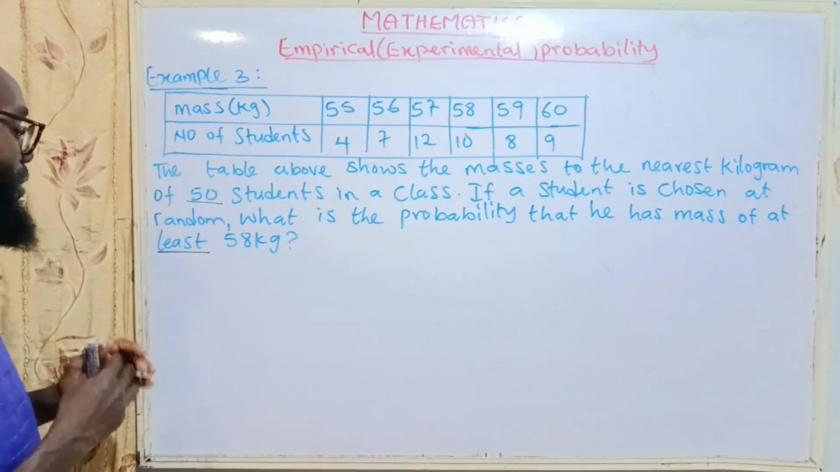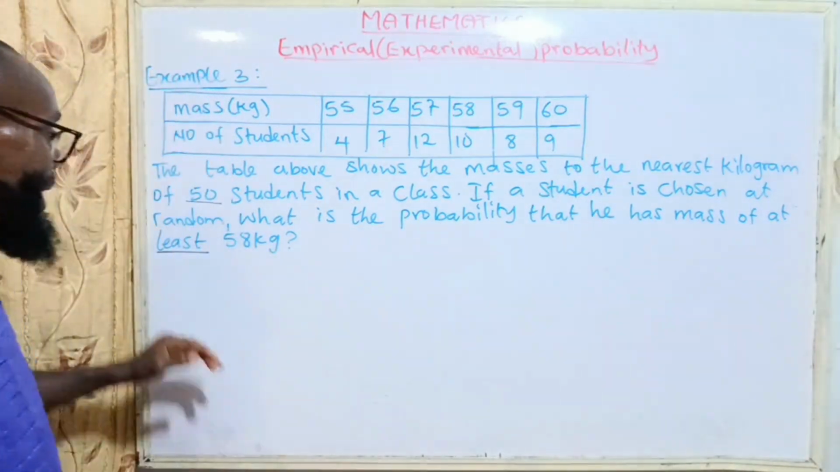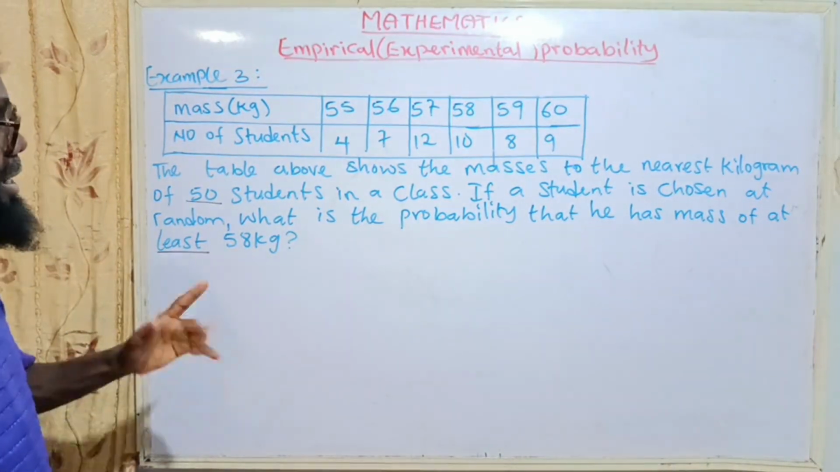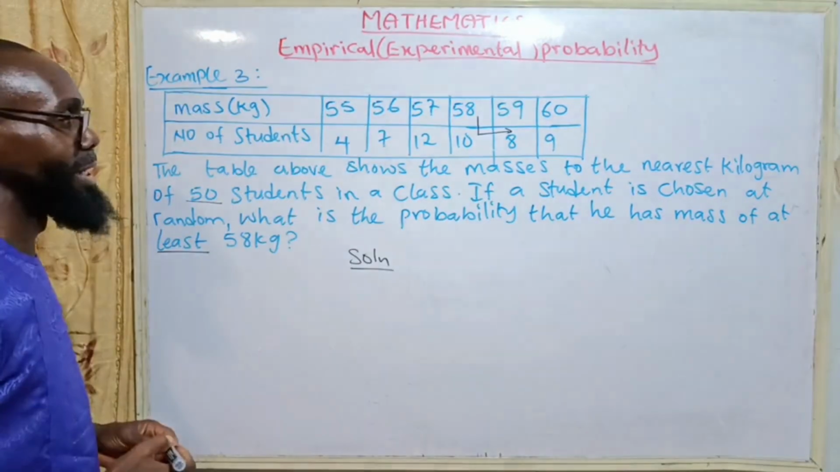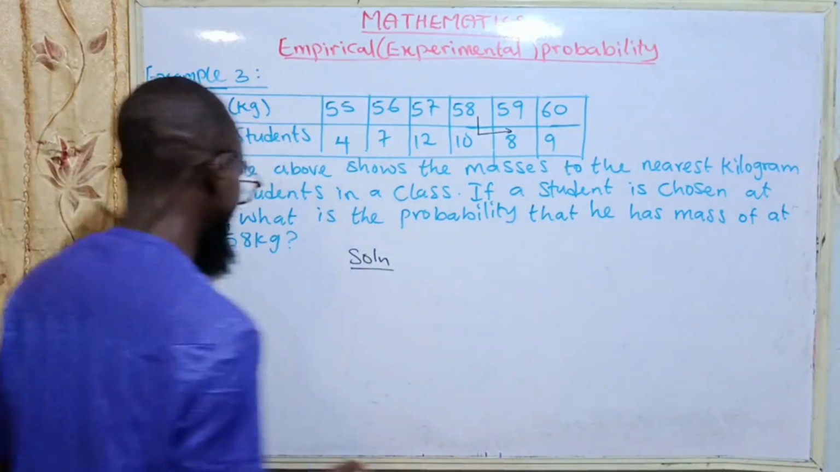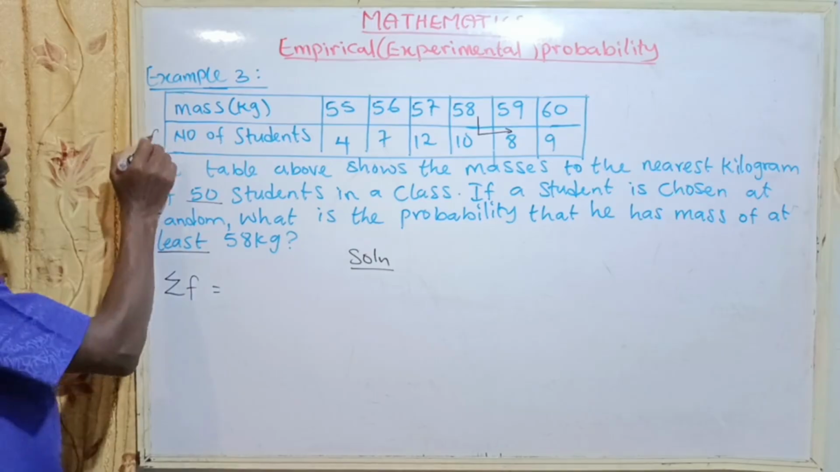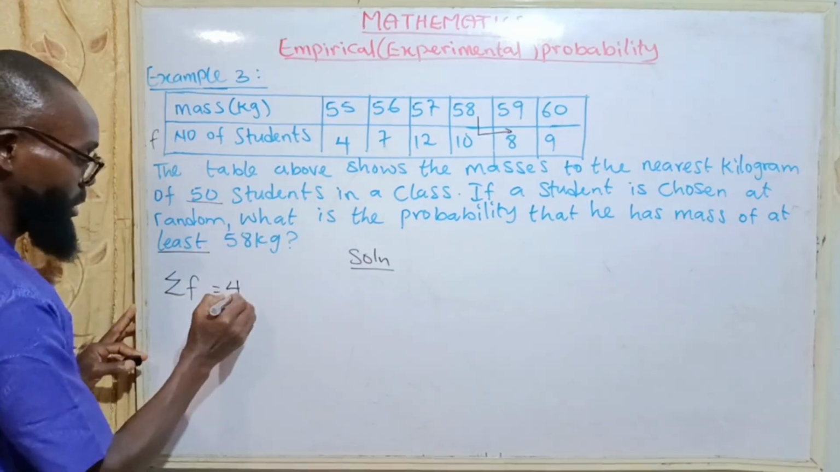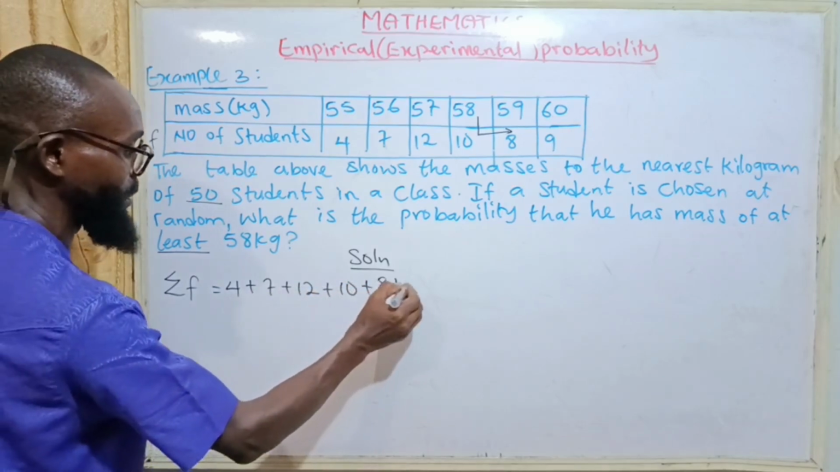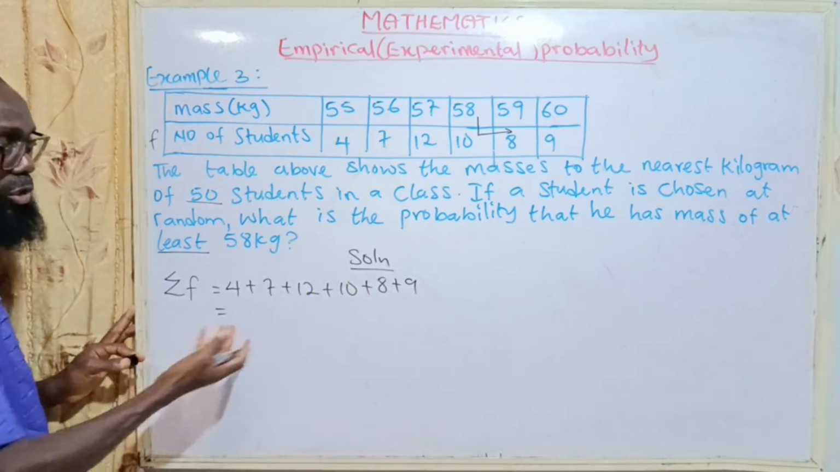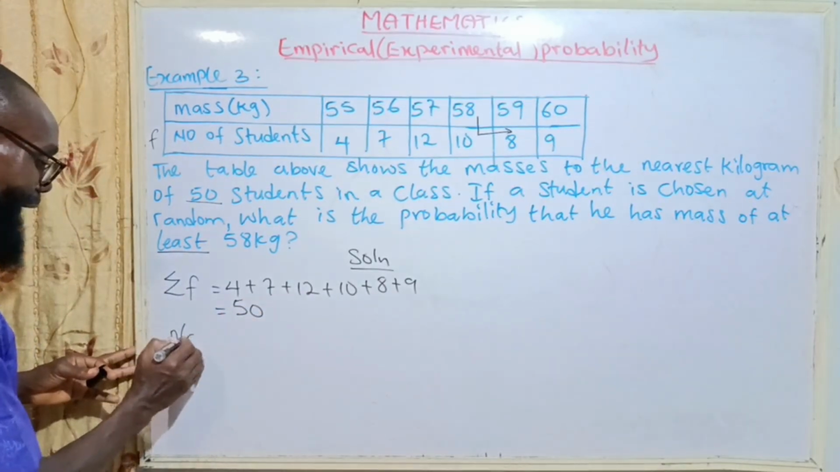Now, we are told to find the probability that the student has a mass of at least 58 kilograms. Let's go up. At least 58 means from 58 and above. So now we all know that the summation here, the total number of students, which is summation F, will be 4 plus 7 plus 12 plus 10 plus 8 plus 9. And we are told they are 50. So let us sum it up. So it is 50.